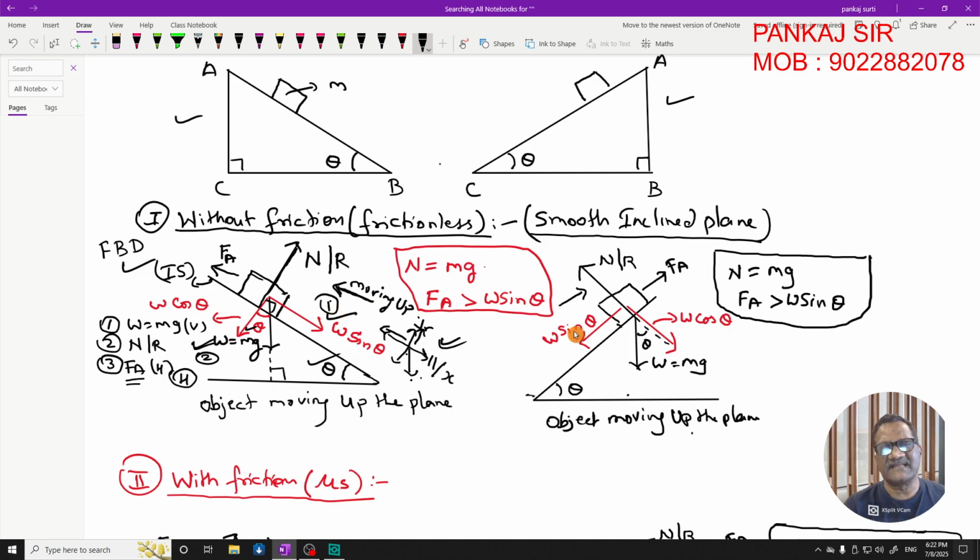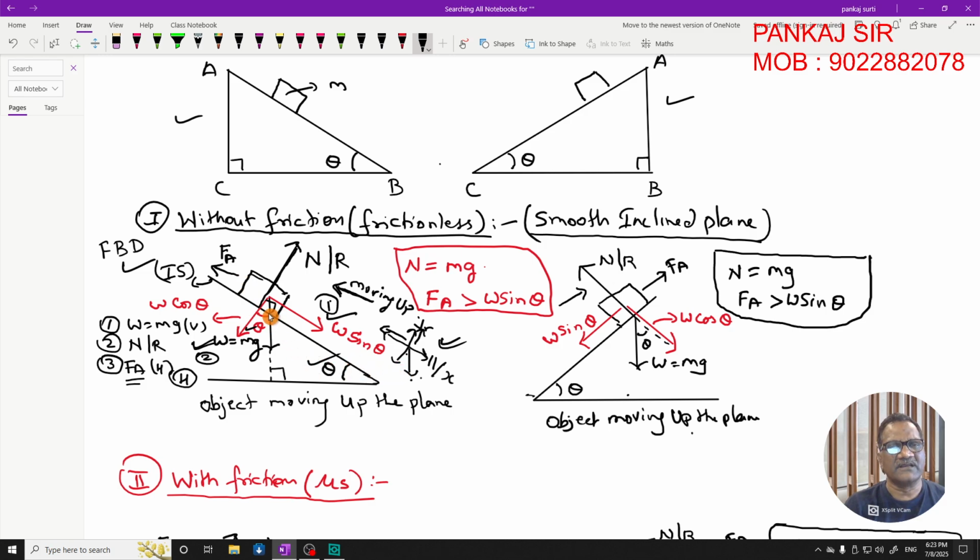Now on the right hand side, I have shown you the same thing. Only thing is the inclined plane I have flipped. Here the angle of inclination was on the right. Here the angle of inclination is on the left. But that doesn't make any difference really. So once the FBD is ready, then you have to apply the principle of equilibrium.